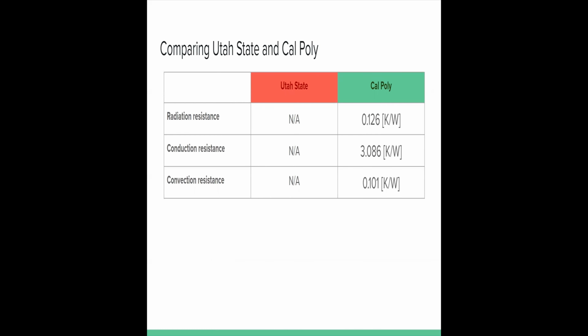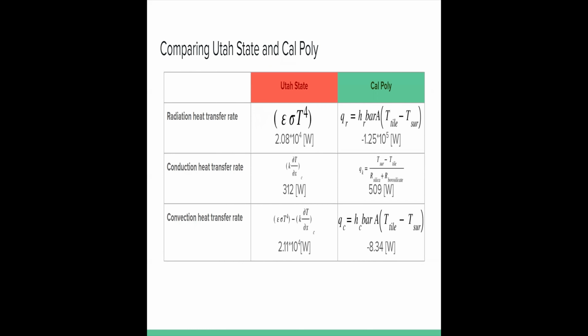So as we conclude our presentation, we wanted to compare the two analyses. Note that Utah State did not have any analysis for your radiation resistance, conduction resistance, or convection resistance. On the other hand, Cal Poly went above and beyond to find those resistances on the right-hand column. In addition, Utah State did not have very complicated equations to find the radiation heat transfer rate, the conduction heat transfer rate, and the convection heat transfer rate.